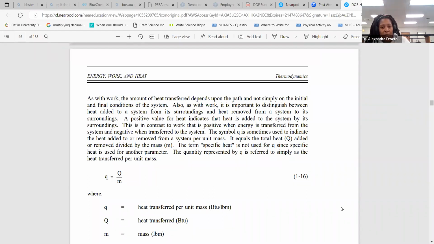Also, as with work, it's important to distinguish between the heat added to the system from its surroundings and the heat removed from the system to its surroundings. So a positive value for heat indicates that heat is added to the system by its surroundings.